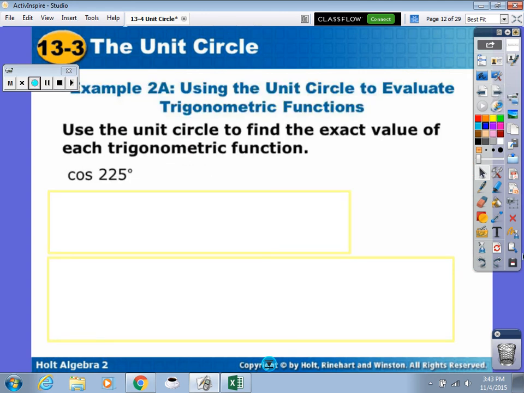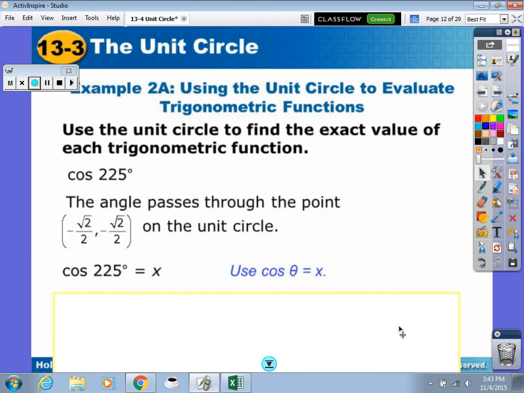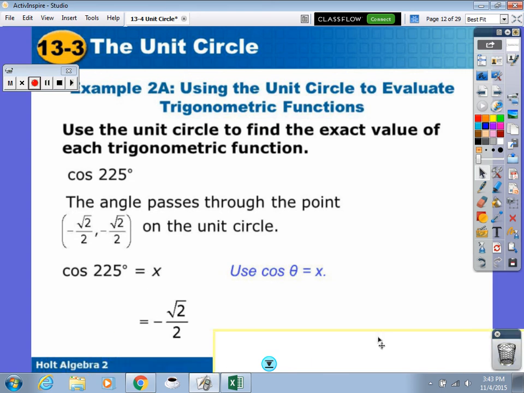We're going to take that unit circle, and you can open your study guide if you've already completed your unit circle, and find the exact values of each of the trigonometric functions. Given that we have cosine of 225 degrees, our first step is to figure out where 225 degrees passes, and it happens to pass through the point that's negative root 2 over 2 for our x, or our cosine, and our sine is negative root 2 over 2 as well for the y on the unit circle. We take cosine 225 degrees equals x. We're going to use cosine theta equals x, and what we're looking for is the x value within that coordinate.